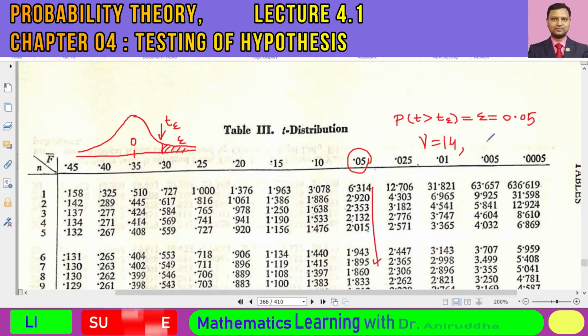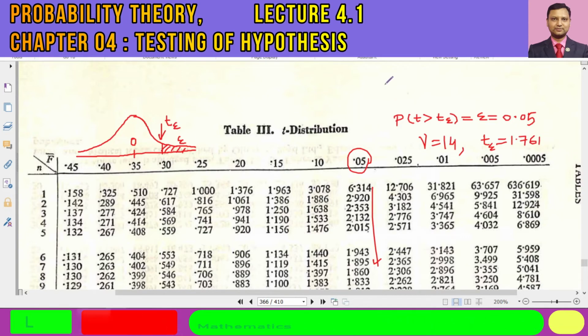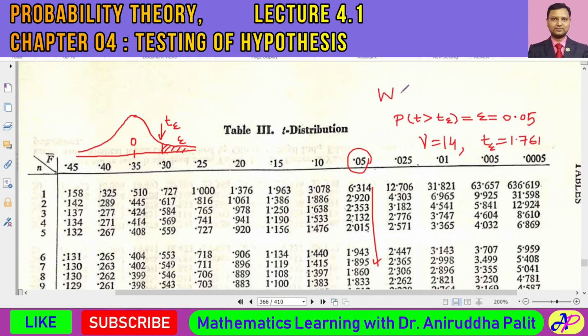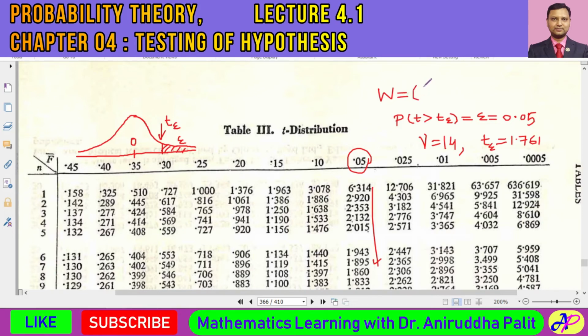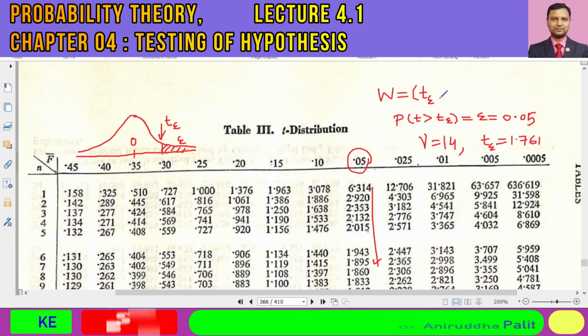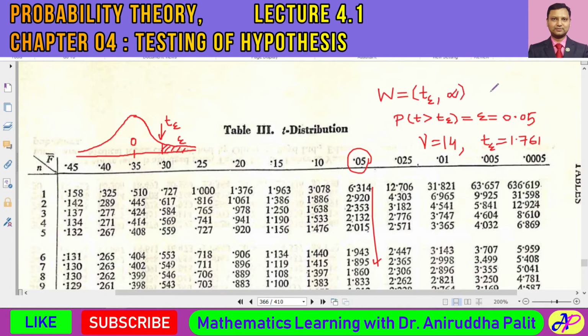Therefore in this case this value of t epsilon is equal to 1.761. So now the critical region W, in case of a right tail test, would be t epsilon to infinity. And this would be the critical region. So the value would be 1.761 starting from this point to infinity.